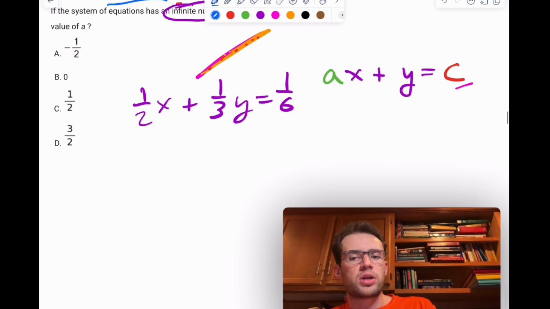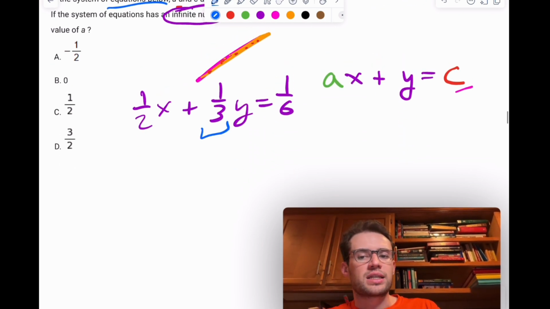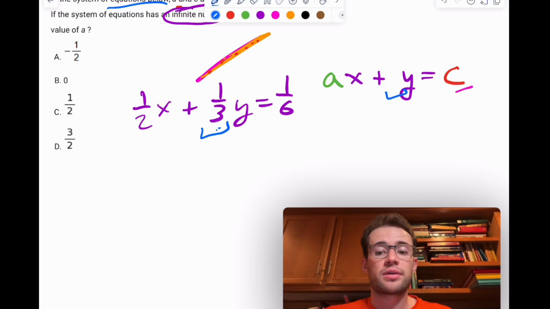Okay, so what we want to do is start by getting this b term, this b term that doesn't have a constant there, they didn't give us a constant, to be equal to the b term of the first equation. So this one is 1/3 y. This is just 1y. So think, what do you have to multiply 1y by to get 1/3 y? You have to multiply it by 1/3, or you think of that as divide by 3.